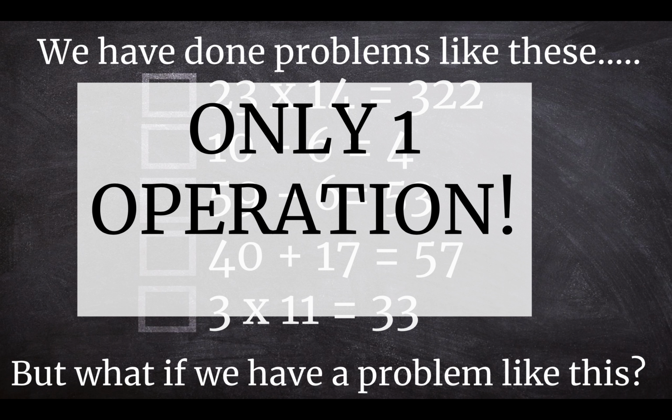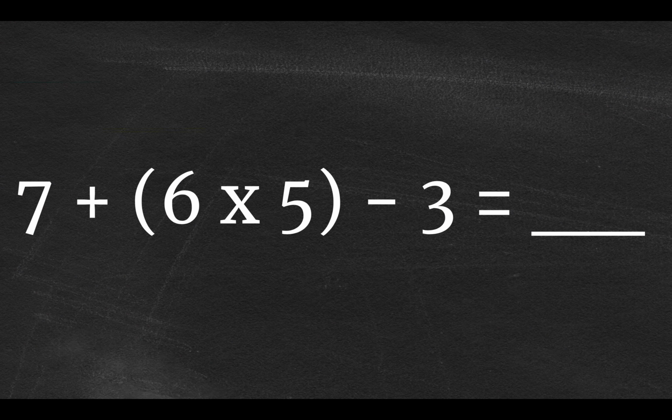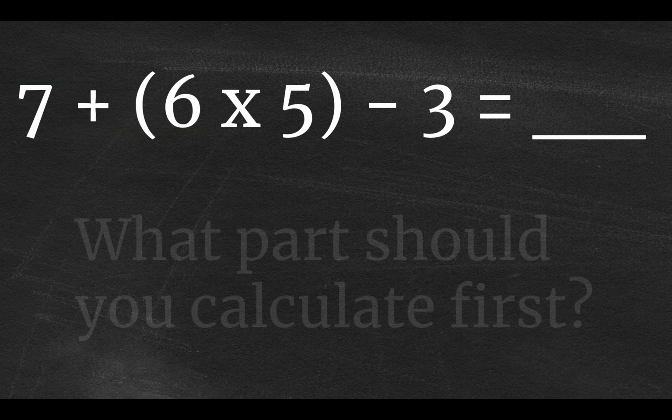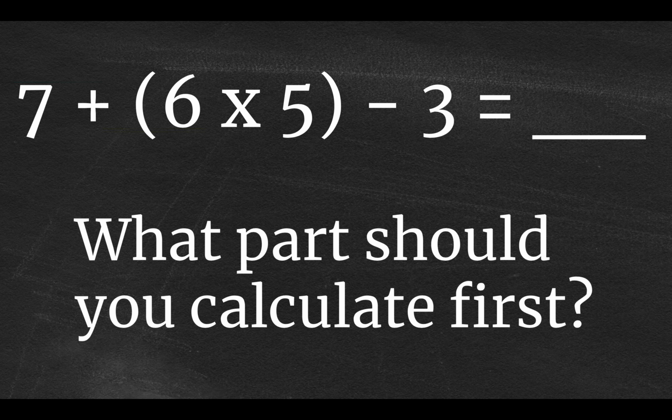But what if we have a problem like this one? This problem has three operations in it: addition, multiplication, and subtraction. You ask me, well, what do I do with this problem? How do I solve it? To start, what part should you calculate first? In a problem with multiple operations, the order that you complete the operations is very important because if not, you could get the wrong answer.